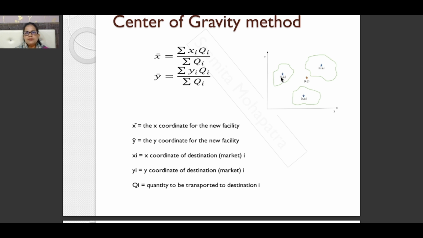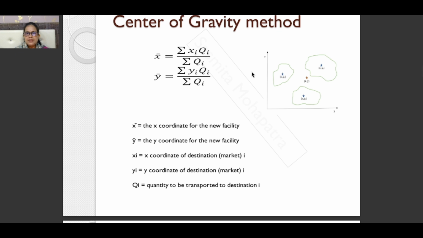Here what we need to do is use these 2 formulas. First is X bar. This X bar is nothing but the coordinate of our warehouse or the central position. X bar and Y bar are the coordinates of the central position or the central location. So X bar equals sigma of Xi.